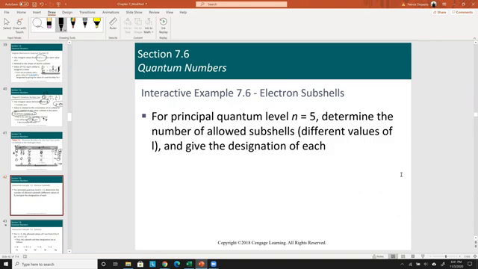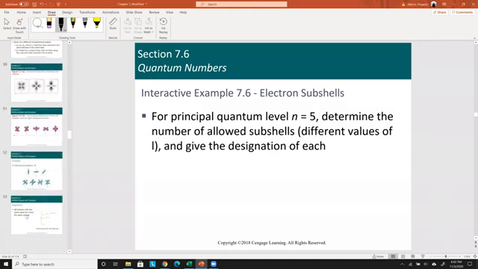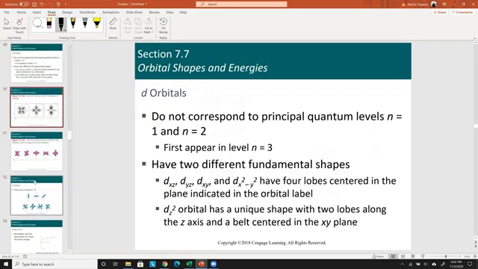Would you always multiply by 2? Yes, the number of ML values multiplied by 2 is the number of electrons allowed in that orbital. Always, because in that subshell, one has to spin up, one has to spin down. So you have to have 2, and I'll show you why it's 2. Well, I told you why, but I'll show you real quick why I'm talking about one spinning up, one spinning down. So here's what the orbitals look like.